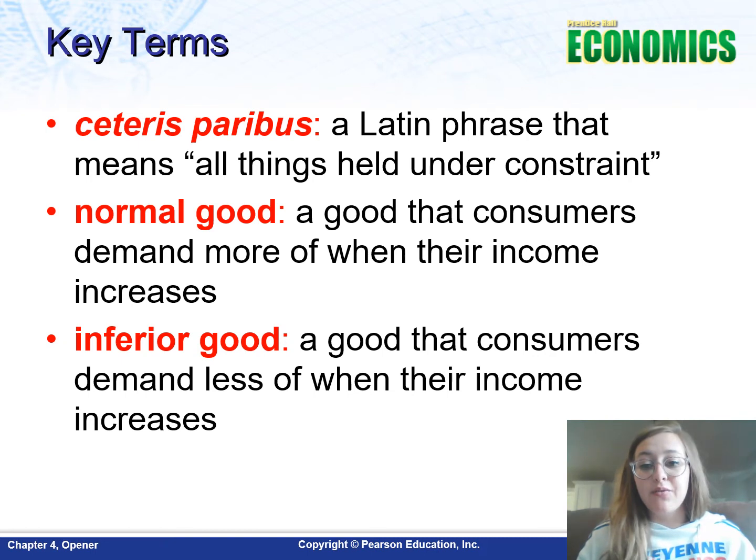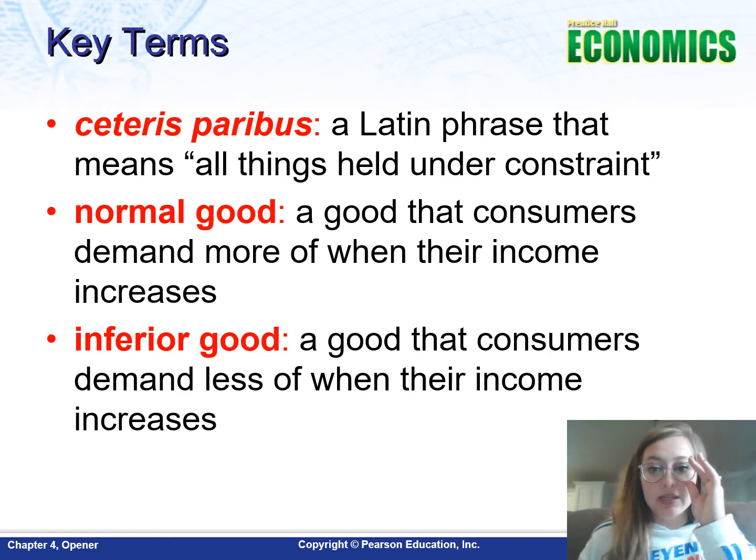You will see for sure on your quiz questions about normal goods versus inferior goods. So a normal good would be a good that consumers demand more of when their income increases. So they may demand more sushi, right? Because sushi is not the cheapest food on the planet. So if they have a little bit more income, they may get sushi more often for supper.